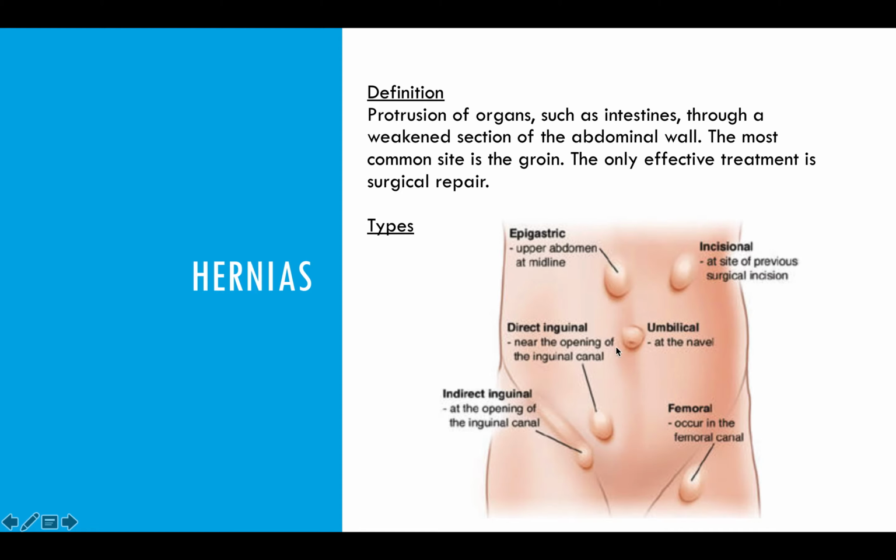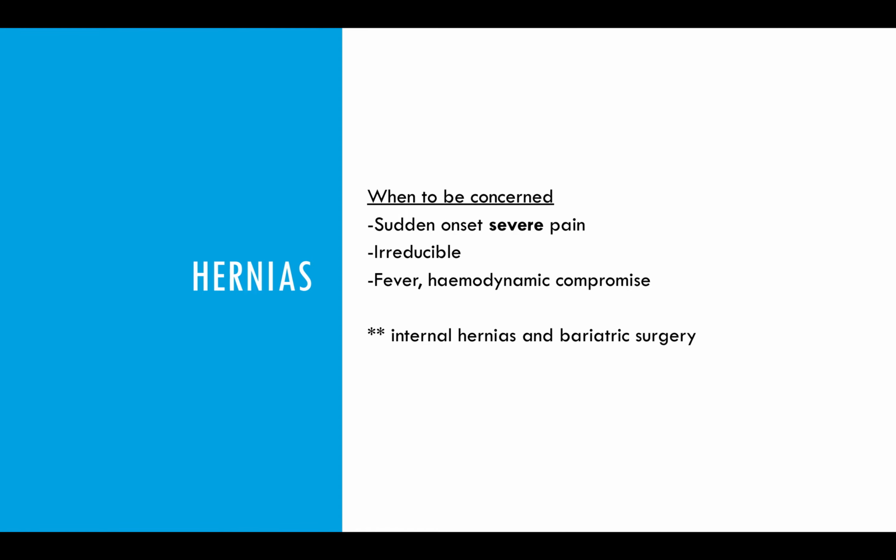We've got the umbilical, which lots of people will have seen. You can have epigastric, and incisional, which is at any site of a previous surgical incision. The main things about when to be concerned with hernias: lots of people have hernias, and they can reduce them themselves. If someone with a known hernia develops sudden onset severe pain in that site, that's really important. If it is no longer reducible, particularly if the patient says it normally just goes back in and now it won't, the concern is the hernia is incarcerated.